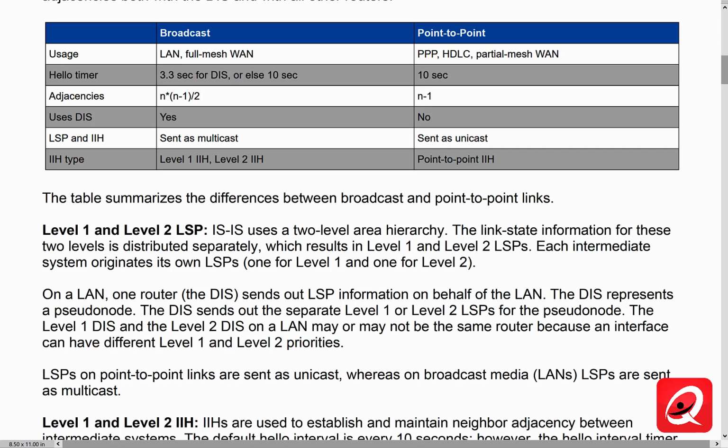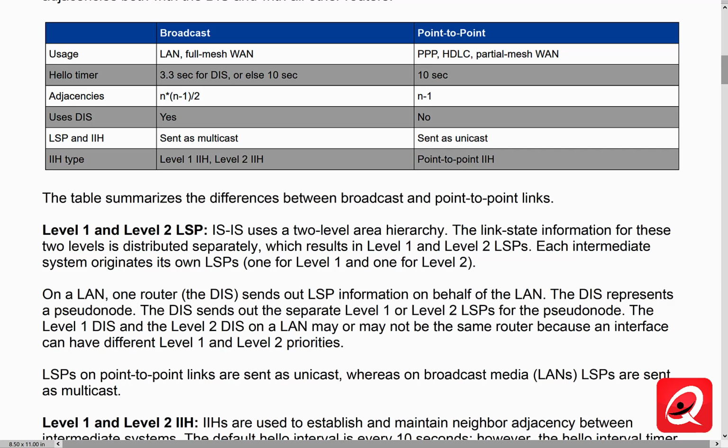All right. The hello timer in the LAN environment is 3.3 seconds for the DIS. Everybody else, it's 10 seconds. And on a point-to-point link, it's 10 seconds. The number of adjacencies that I would have to form would be n times n minus 1 divided by 2. That's that exponential factor that describes how many adjacencies I would have to form. We do use a DIS in a multi-access network. We don't use a DIS in a point-to-point network.